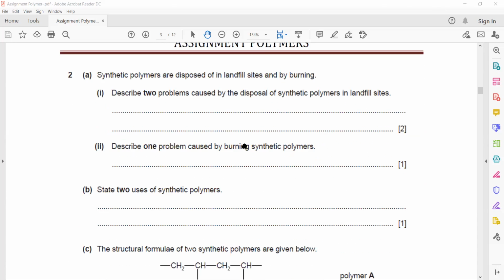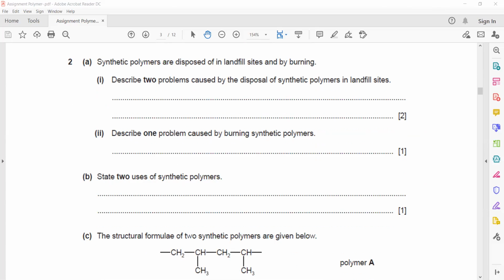These are the questions which I gave you as homework. Synthetic polymers are disposed of in a landfill site and by burning. Landfill site means like dumping, like garbage, we just dump on the ground, that's called a landfill. And burning means combustion. Describe two problems caused by disposal of synthetic polymer in landfill sites.